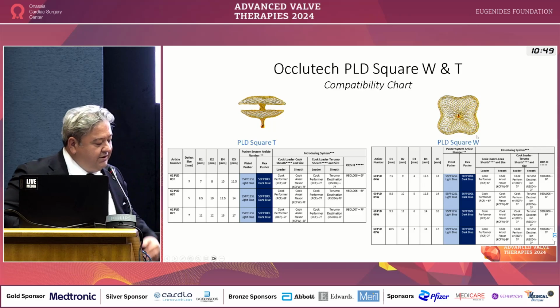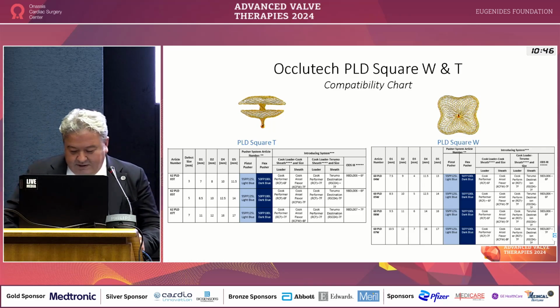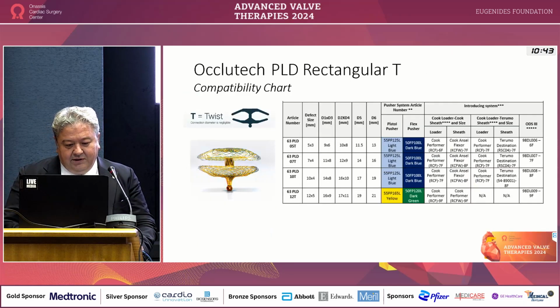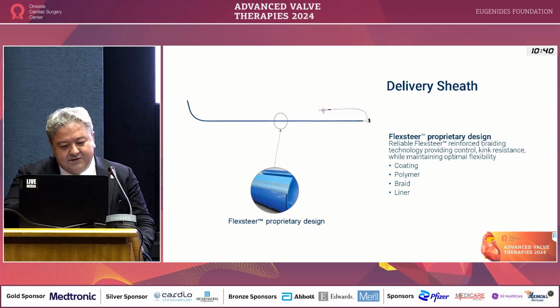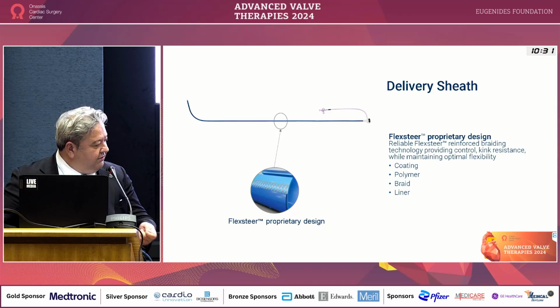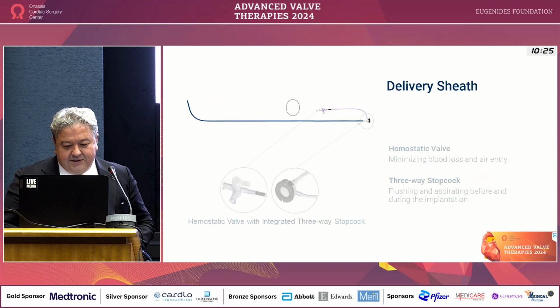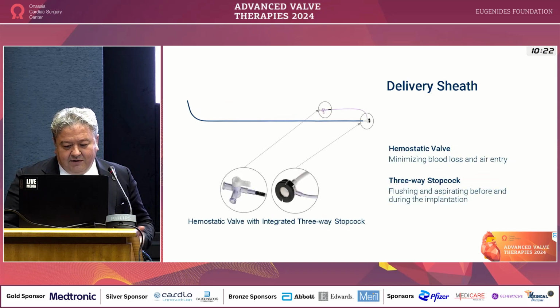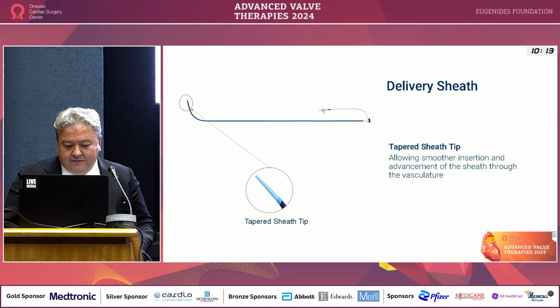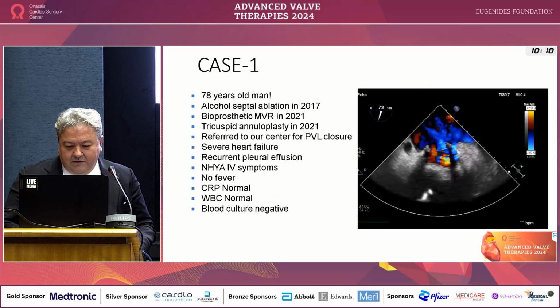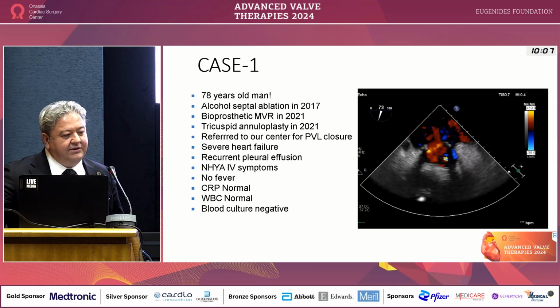and there were some problems, especially with the delivery systems of these devices, but now the new delivery system is available, this new ODS 3, with reliable flex-tier braiding technology, and it's very, very useful to cross even from the retrograde approach and for the largest leaks. There are some side ports here and a hemostatic valve minimizing blood loss and air entry, and a three-way stopcock for flushing and aspirating before and during the implantation. Okay, so I want to present some interesting cases.